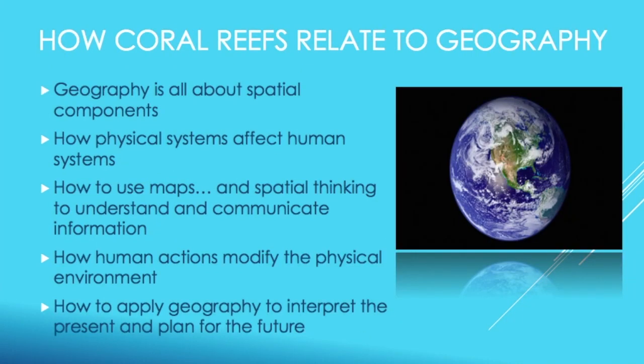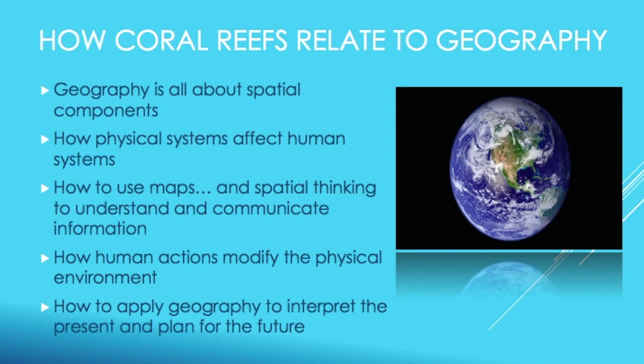How coral reefs relate to geography is an important topic to discuss. As we all know, geography is all about spatial components and how the different systems in the world interact with one another. The first geographic standard that I thought pertained to coral reefs is how physical systems affect human systems. So when coral reefs in the physical system are degraded or dead, it negatively affects the human systems, like the economy, tourism, fishing, etc.